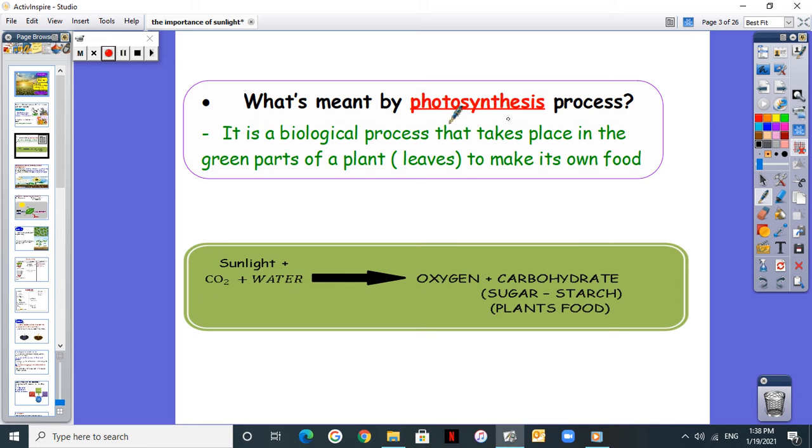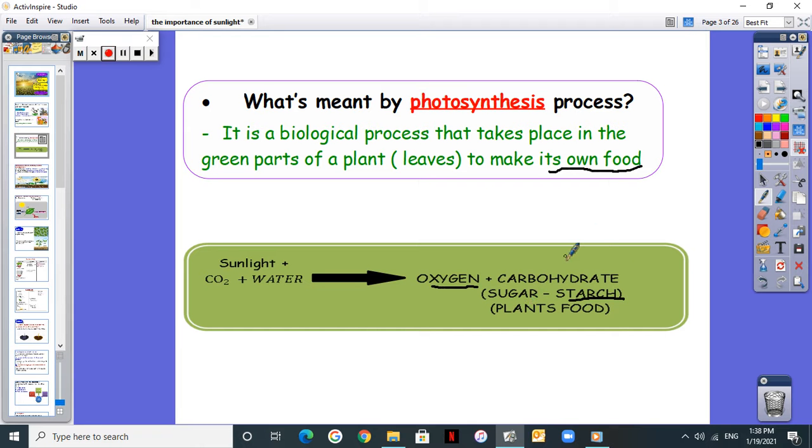Why do plants carry out the photosynthesis process? To make their own food, and their own food is called starch. So from the photosynthesis process, plants produce starch, and starch is the food of the plant. And from photosynthesis, plants also produce oxygen gas. So from the photosynthesis process, plants produce oxygen gas and starch. What is the starch? The food of the plant. We can say starch or sugar or carbohydrate. Starch, sugar, carbohydrates have the same meaning.